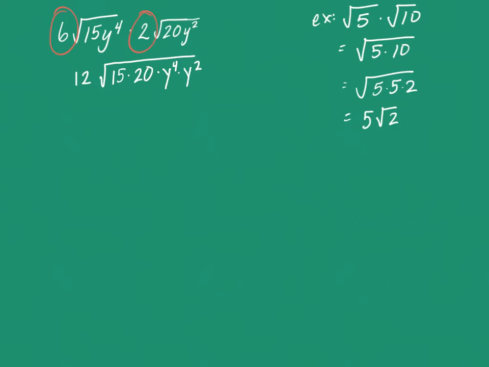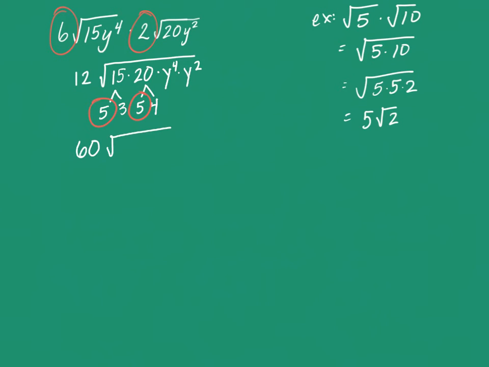Now from here is when you can start to break things into their factors and look for pairs in order to take them out of the square root. So that 12 is going to stay right out here. 15 is the same as 5 times 3. 20 is the same as 5 times 4. So I like those pairs because right now I see that I've got a 5 that I can take out since I've got a pair of those. So when I take out that 5, I now have out in front 12 times 5, and 12 times 5 is 60. So we have 60 times the square root.